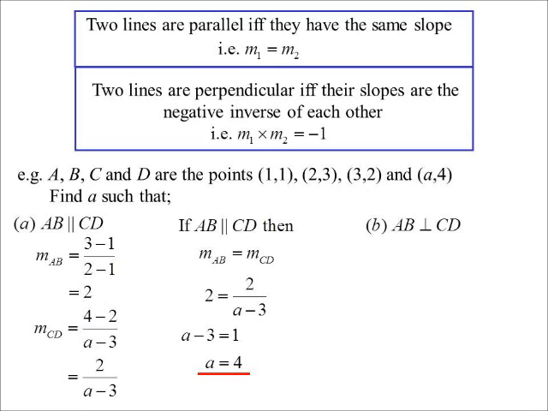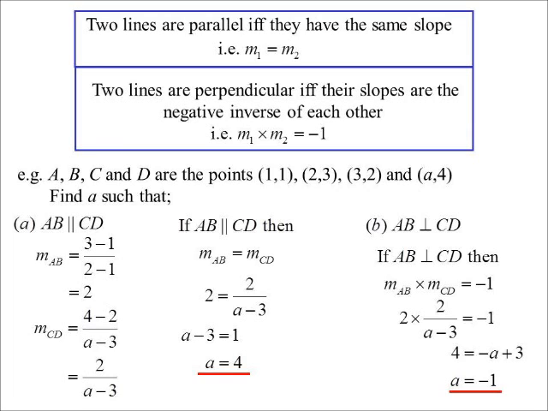Whereas if they were perpendicular, now I'd say, well, if they're perpendicular, I know they multiply together to give -1. And so solving this new equation, we get A turns out to be -1.